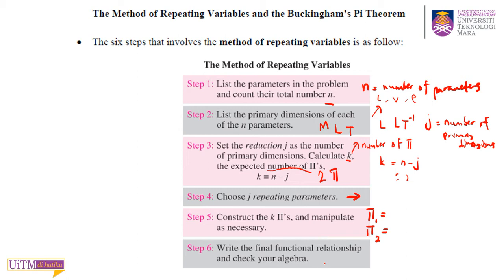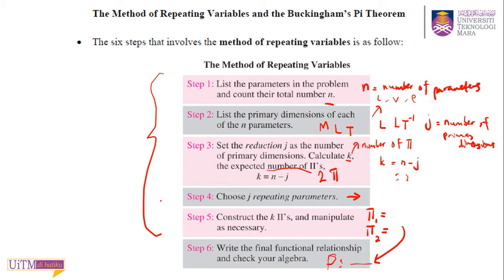You will write everything, the equation, let's say p equal to something, using your pi. You have generated your pi here, and you will write everything to get the functional relationship. So those are the 6 steps. The theory you might not see yet, but don't worry, we will see these steps clearly when we do the problem.